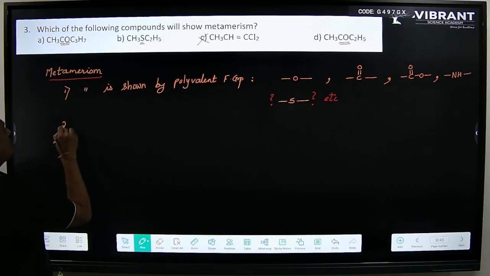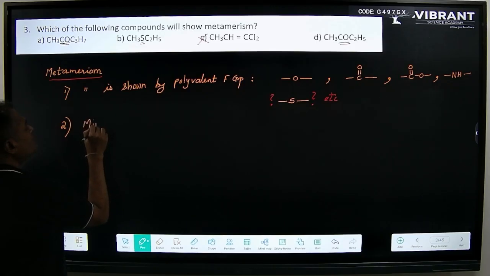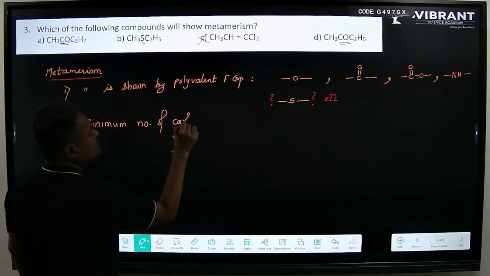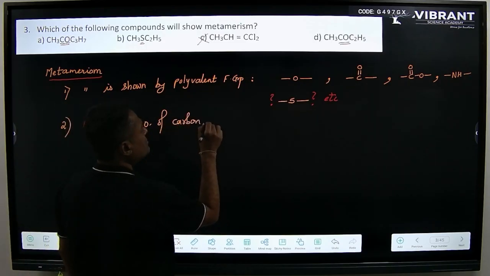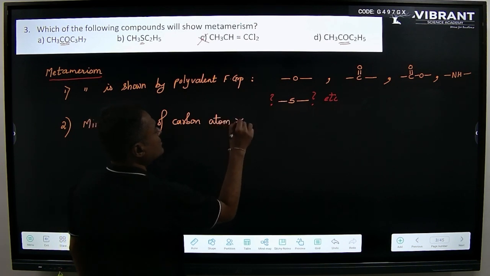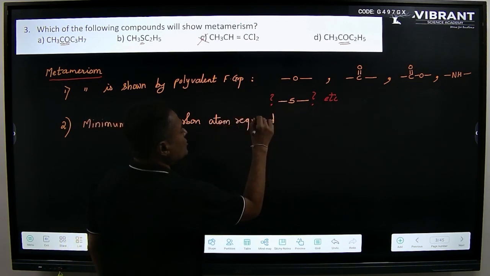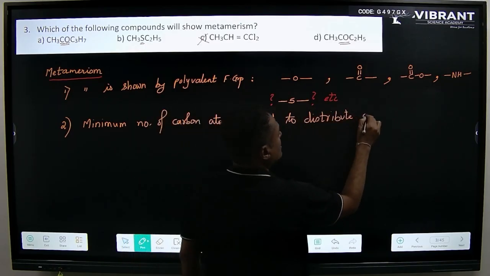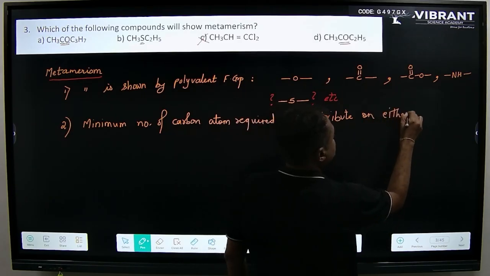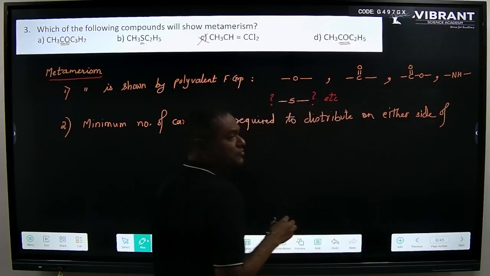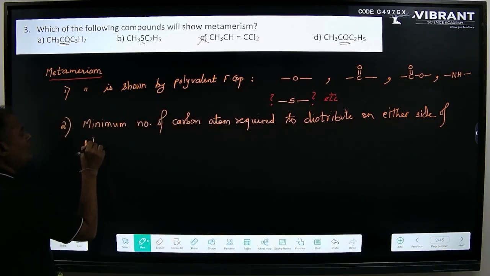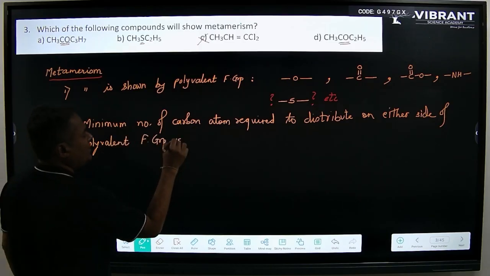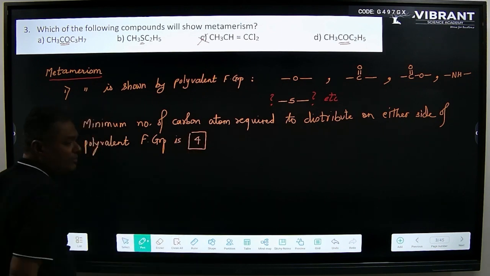What is condition number 2? Condition number 2: the minimum number of carbon atoms required to distribute on either side of a polyvalent functional group is 4. Minimum you should have 4 carbon atoms to distribute on either side.